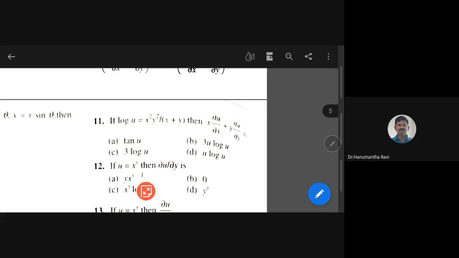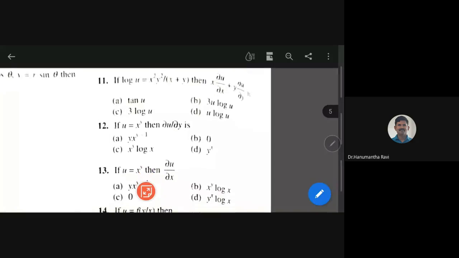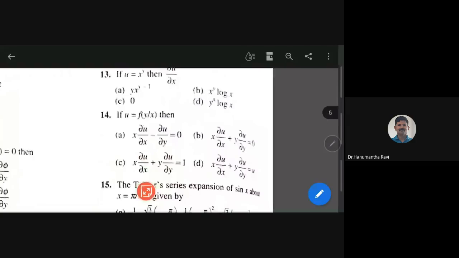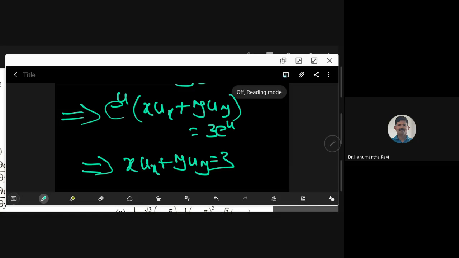Now we go, for example, here we'll choose the 14th question. The 14th question is, u is given as f of y by x, and then we need to find x ∂u/∂x plus y ∂u/∂y, and see what will be the possible answer. So this question is complete now.